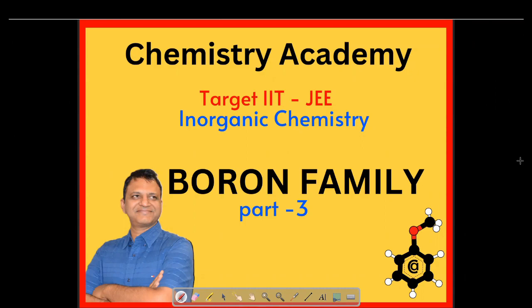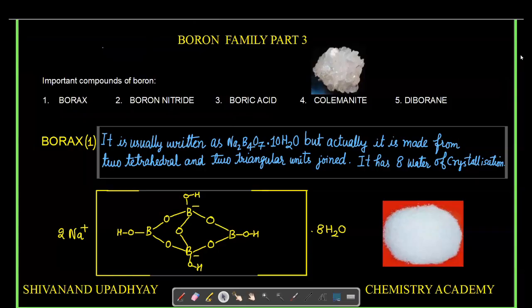This is the Boron family part 3 in inorganic chemistry for IIT JEE. So let us start compounds of boron. In this series we are going to discuss these compounds of boron. One is borax, the second is boron nitride, the third is boric acid, then colemanite. This is the beautiful crystalline structure of colemanite, and we are going to discuss diborane. So today our focus is borax and diborane.